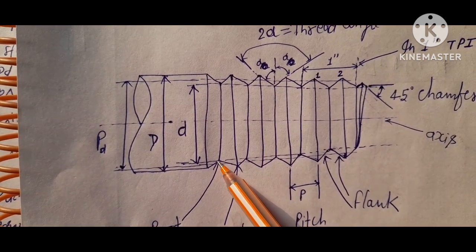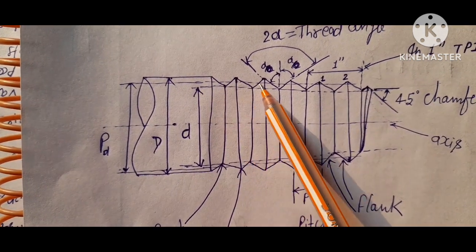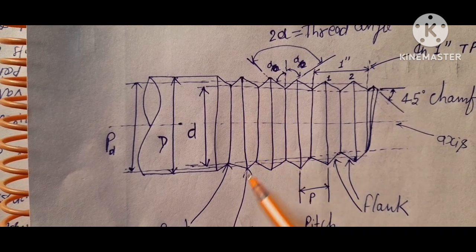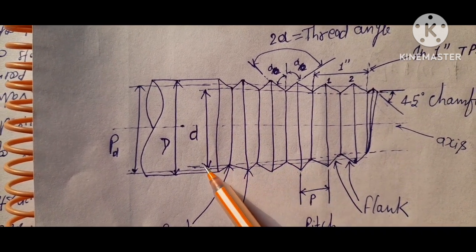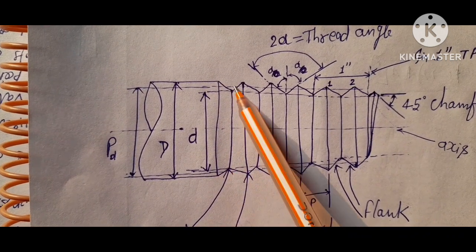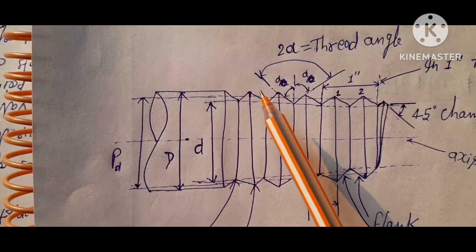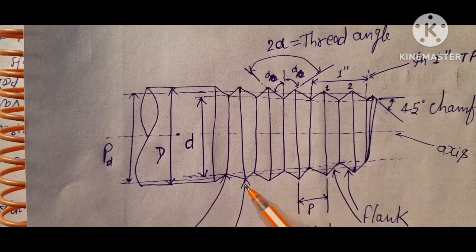So friends, this circular distance between this root to this root, you see here, this root, this root, this root and this root is known as minor dia. The distance between this root to this is known as minor dia.